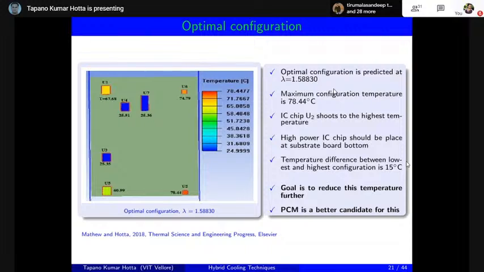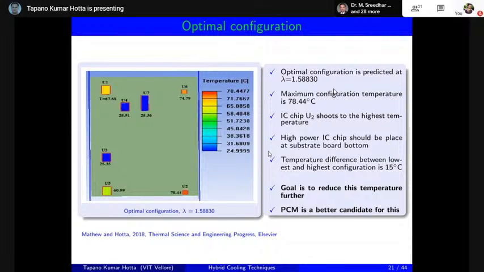So that means there lies a challenge of arranging the components properly, because as I told you, if there is a 10% reduction in the temperature, the lifespan of the electronic equipment is going to be half. So there lies a challenge for a proper optimal arrangement, because you can see that the lowest configuration is where the chips are very closely packed. If you go to the highest configuration, the chips are wide apart. So there is a gradient of 15 degrees, which is extremely important as far as electronic cooling is concerned.